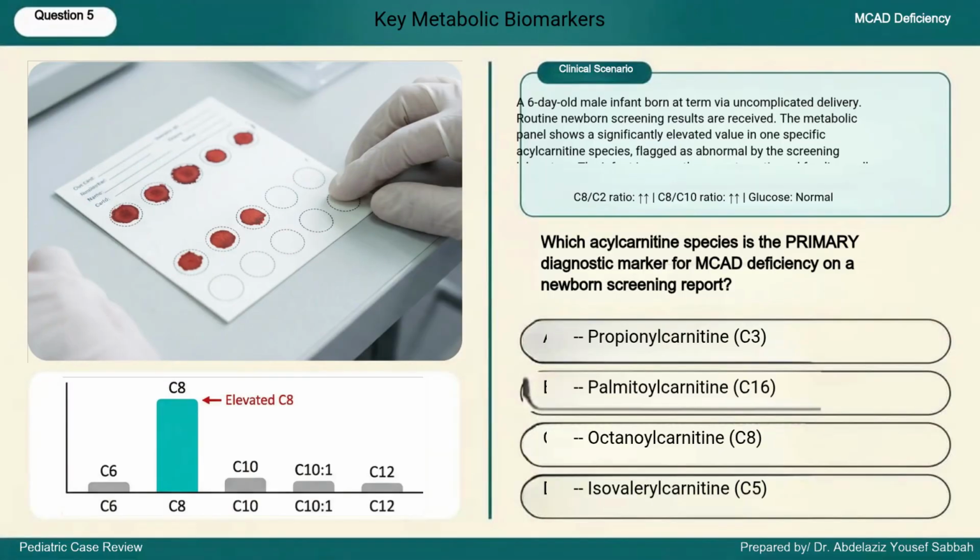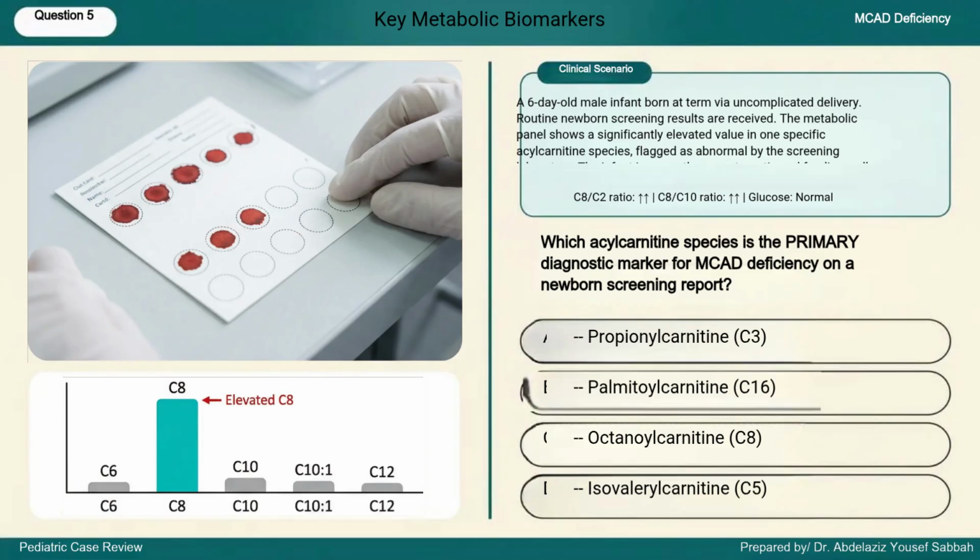Case 5. A 6-day-old male infant born at term via uncomplicated delivery has routine newborn screening results received. The metabolic panel shows a significantly elevated value in one specific acyl-carnitine species, flagged as abnormal by the screening laboratory. The infant is currently asymptomatic and feeding well. The C8 to C2 ratio is elevated and the C8 to C10 ratio is elevated. Glucose is normal. Which acyl-carnitine species is the primary diagnostic marker for medium-chain acyl coenzyme A dehydrogenase deficiency on a newborn screening report?